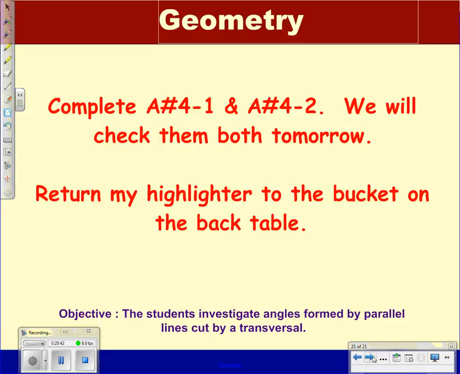You are now going to have about 15 minutes of class time left. You are to complete assignment 4-1 if you didn't do so. The substitute is going to pass out assignment 4-2, and you are to complete that one. We will check both of them tomorrow. You will get stamps tomorrow. Please return the highlighters to the bucket on the back table before you leave. I will see y'all on Friday.